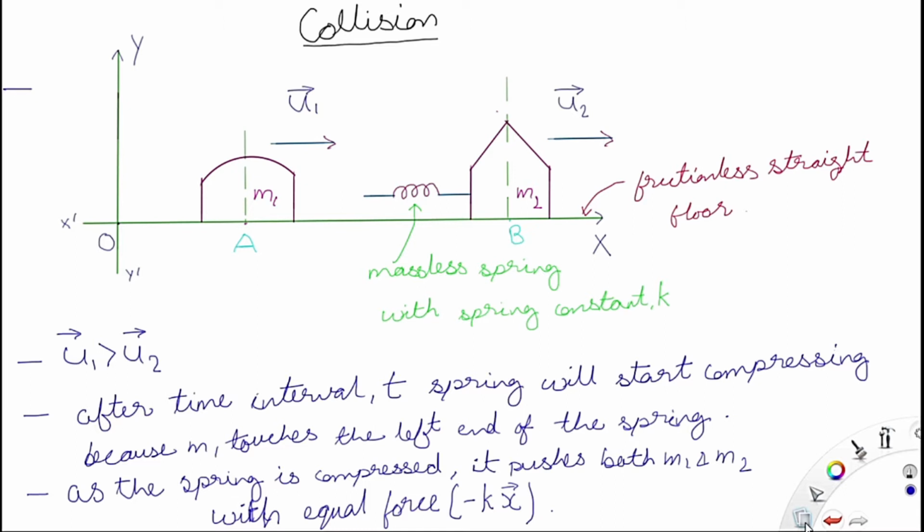And this restoring force of the spring pushes both m1 and m2 away. So m1 gets decelerated, and m2 gets accelerated in the positive x direction because of this force minus kx. As the spring is compressed, it pushes both m1 and m2 with equal force of minus k into x. So minus k into x is the restoring force that is formed in the spring.